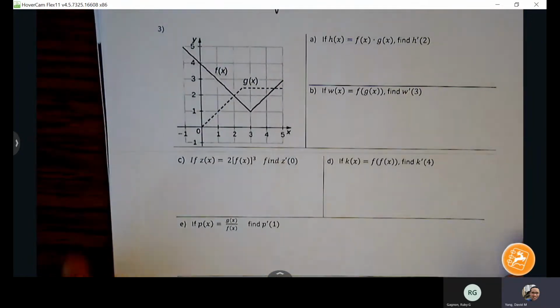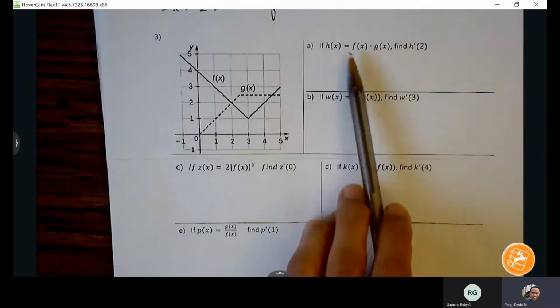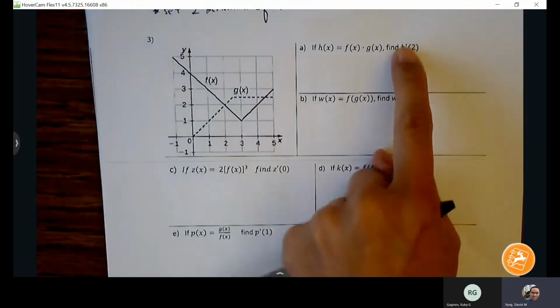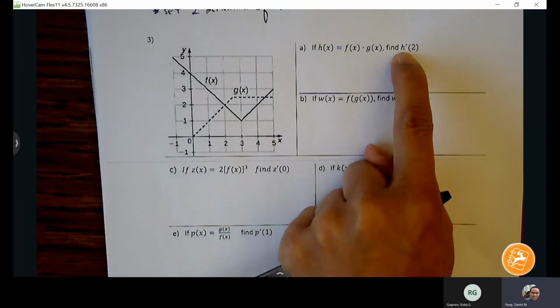All right, number 3. We have a graph in front of us here. It says h of x equals f of x times g of x. Find h prime of 2. Before we can find h prime of 2, we first have to find what?